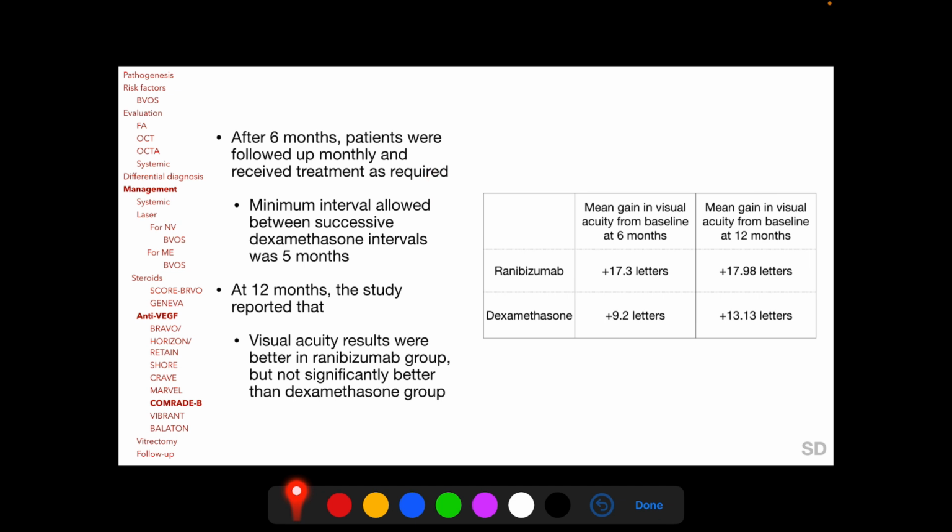And at the end of 12 months, the COMRADE-B study reported that although there was no significant difference between the visual acuity results of the two groups, the results were better in the ranibizumab group.